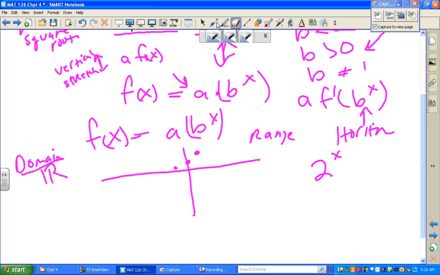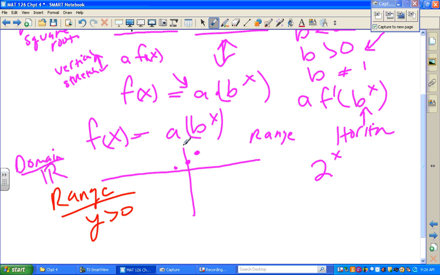So, that means since the base has to be positive, the range has to be greater than 0. Good. In other words, if the range is greater than 0, that means there's a horizontal asymptote at y equals 0.